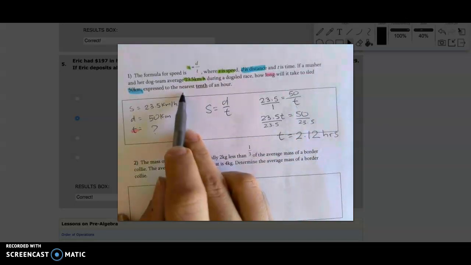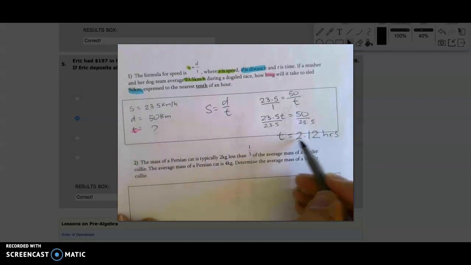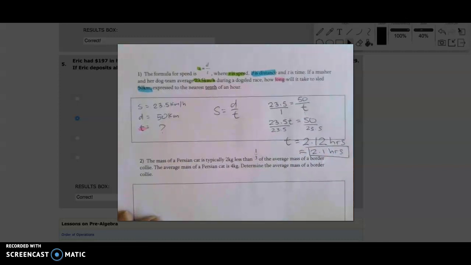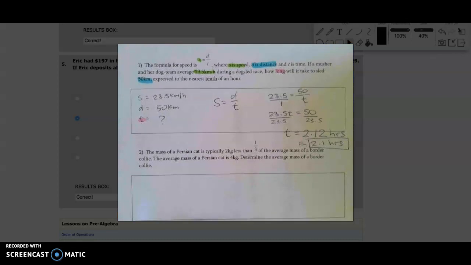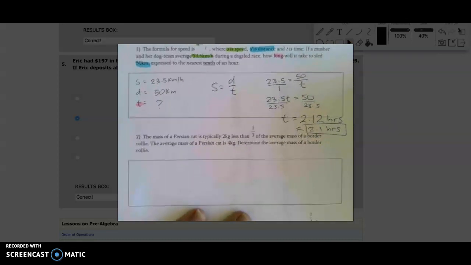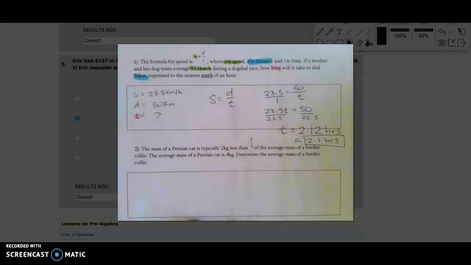But my question is asking to the nearest tenth. So it's not 2.12, it's going to be 2.1 hours. Okay? There's also many ways to solve this, but some of my classes that I have taught, I like to always use cross multiplication. Okay? Alright, again, just pause the video if you need any help.